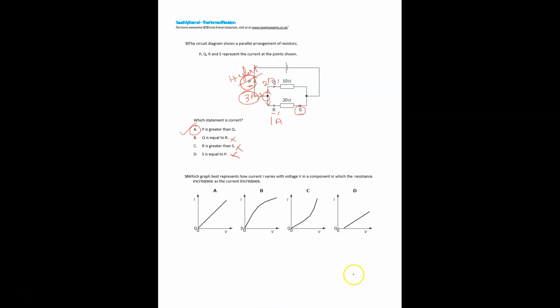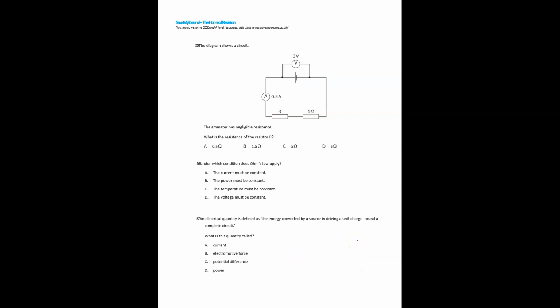Okay, this is the same question. Ohm's law, filament question. Here the emitter has negligible resistance. What is the resistance of the resistor? Now we have to find the resistance here. The voltmeter reading V is given, and the ammeter reading, the current, is given. We have to find the resistance.